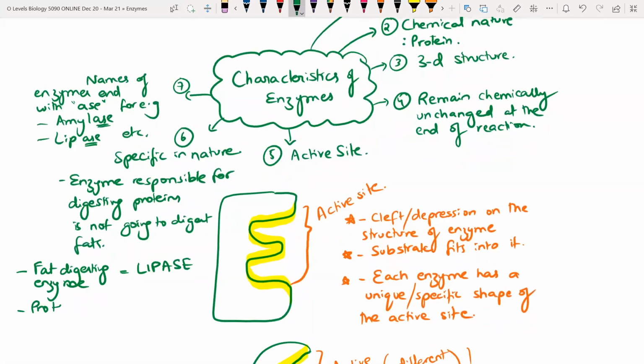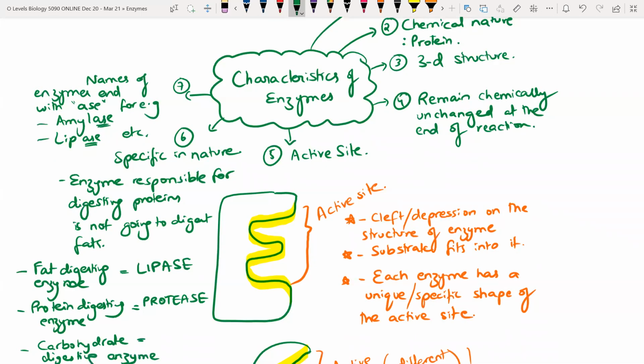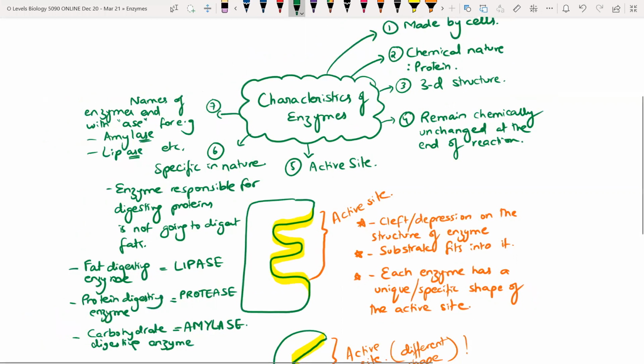The protein digesting enzyme, and what's the name for protein digesting enzyme? Come on, tell me quickly. Protease. Protease, well done. Protease. And the carbohydrate digesting enzyme, that is known as amylase. Let me write this in capitals too, as I wrote the others in capitals, amylase. Okay, we will talk about this in detail, but as for now I think this is sufficient.